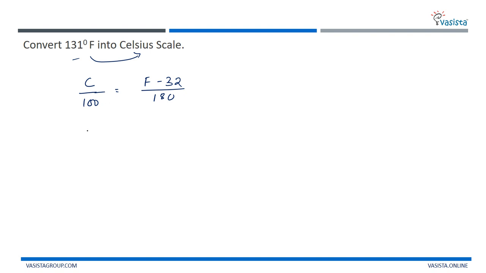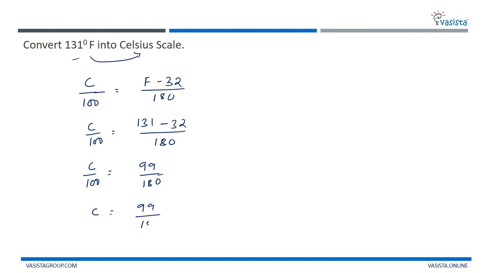Now C/100 is equal to (F - 32)/180. They have given F as 131 degrees Fahrenheit, so 131 minus 32 divided by 180. C/100 is 131 minus 32, which is nothing but 99/180. So C on the centigrade scale is 99 into 180 divided by 180, that into 100. Now cancel this and this, right?